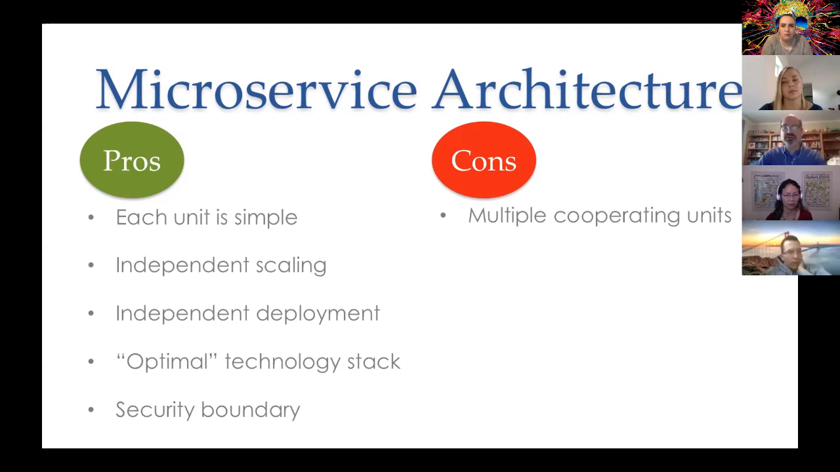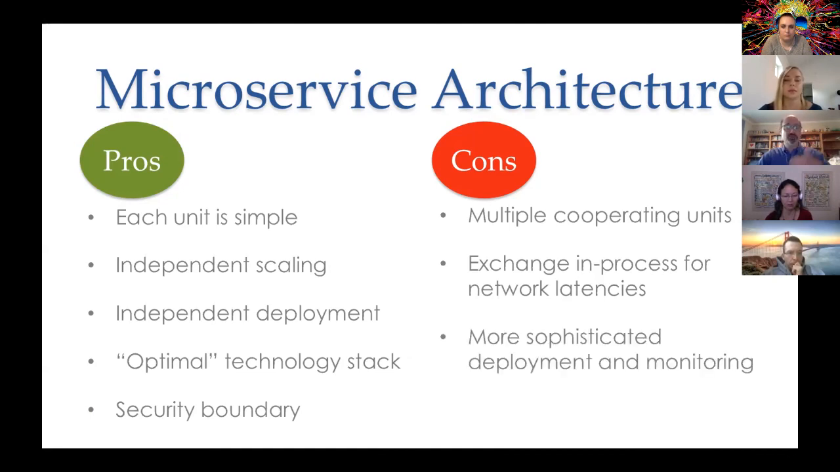Even though each unit is simple, we have now multiple cooperating units. We exchange those in-process latencies for network latencies. So we have to be more careful about not being so chatty. Because we don't have one thing, we have many things, we have to typically have more sophisticated deployment and monitoring tools. And overall, at least from a boxes and lines drawing an architecture perspective, we have more complexity.